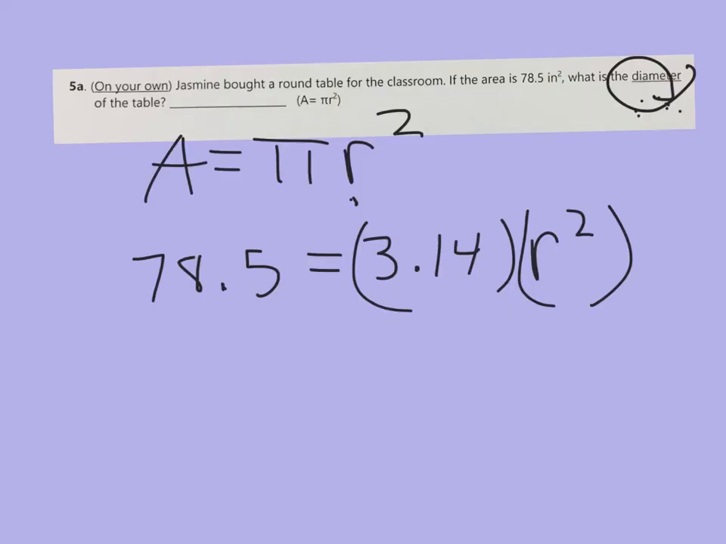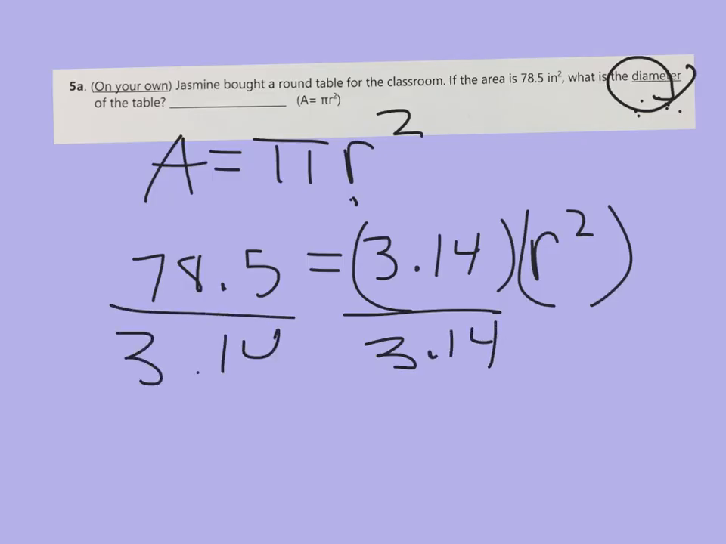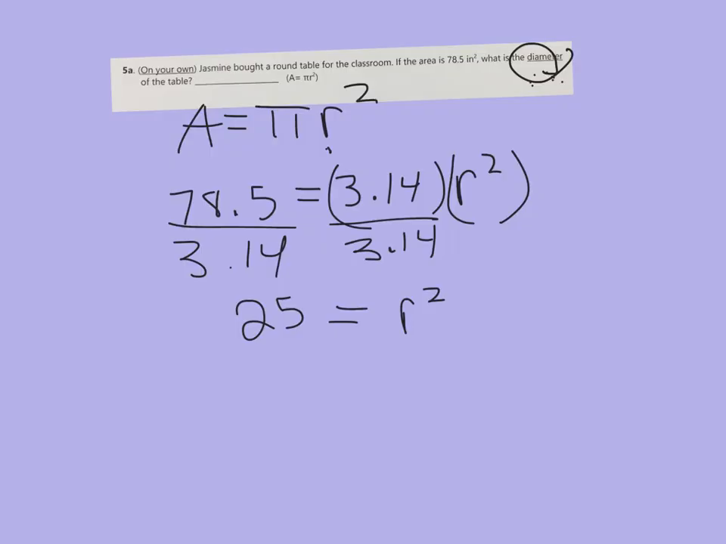So to solve for the radius, remember, you want to get the variable all alone. So when you want to get a variable all alone, just divide whatever you want to get rid of. You want to get rid of 3.14. So let's go ahead and do that. Divide by 3.14 on both sides. 3.14. So r squared will equal 25.